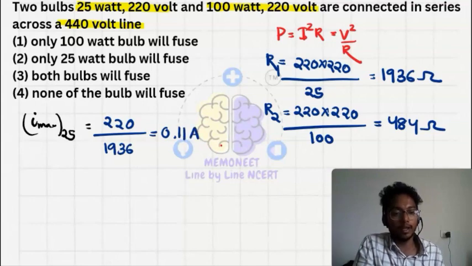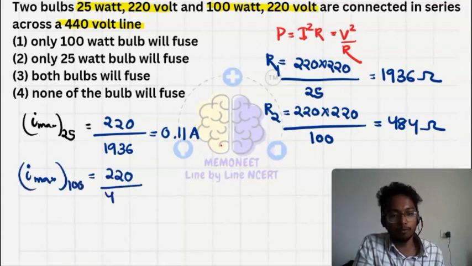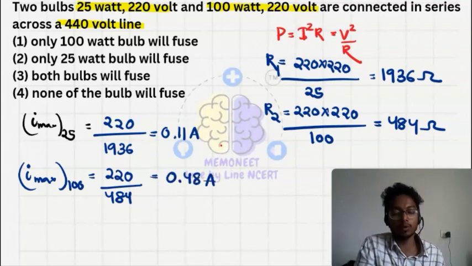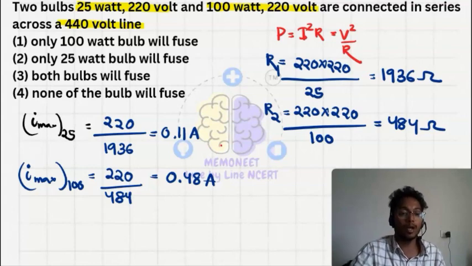And if I write for the 100 watt bulb, I max for the 100 watt bulb is 220 upon 484, which will be equal to 0.48 ampere. So this much current can pass through the 25 watt bulb and the 100 watt bulb, but we are connecting them in series.